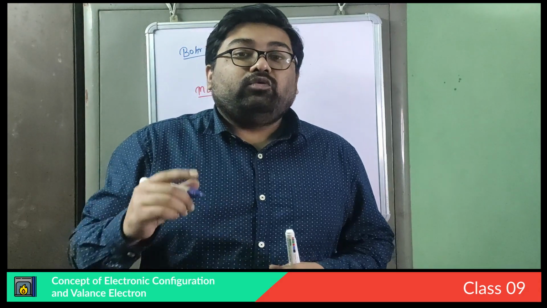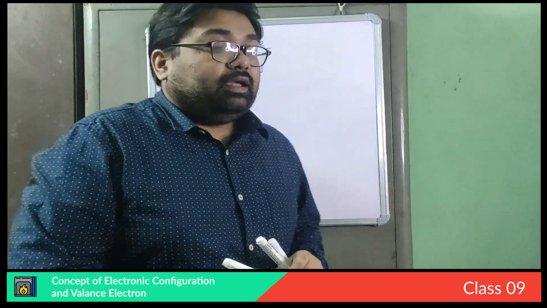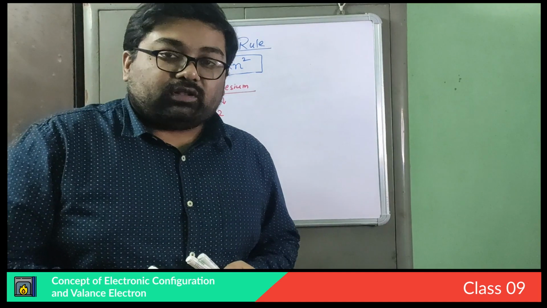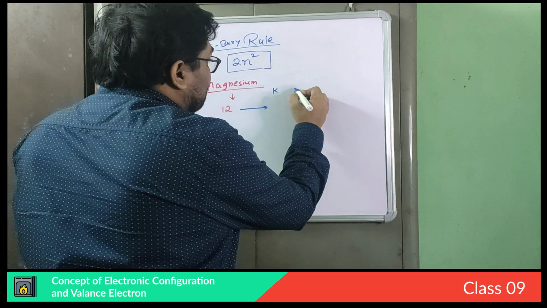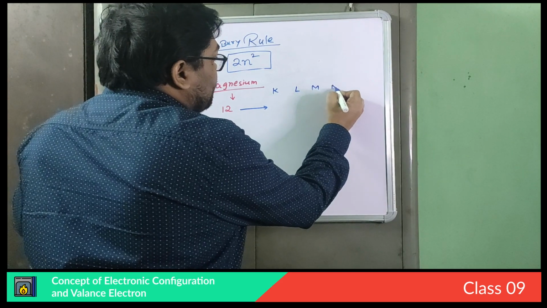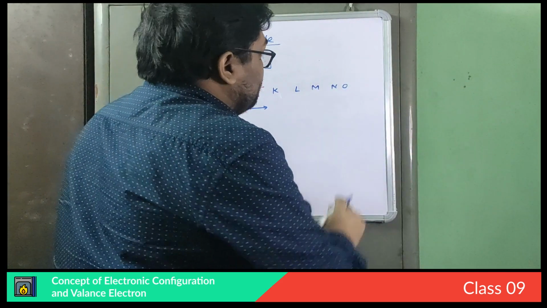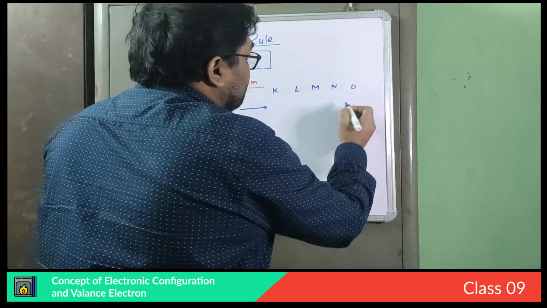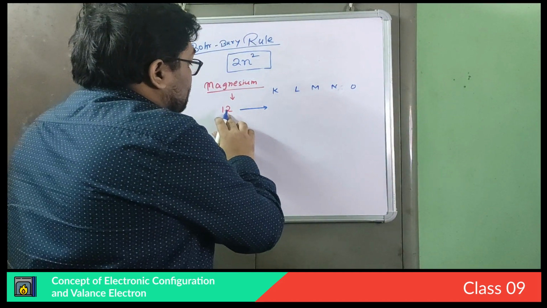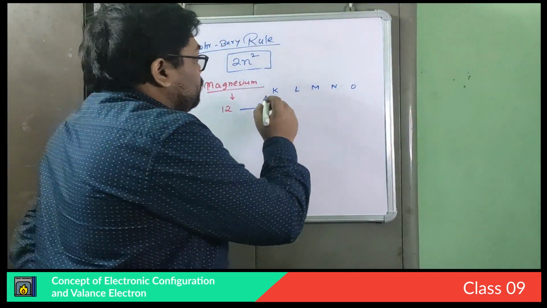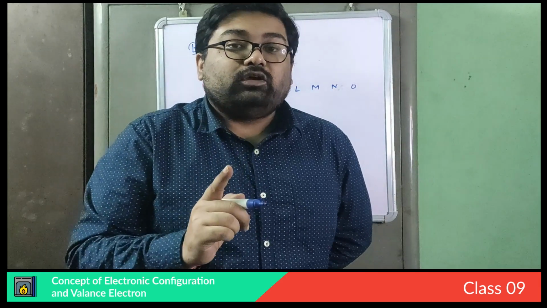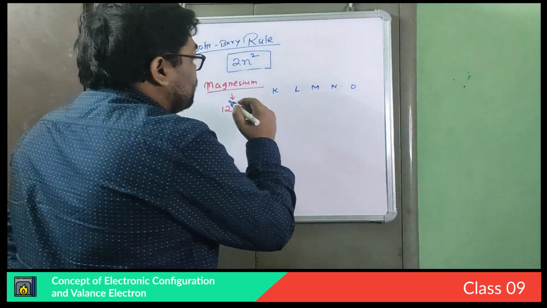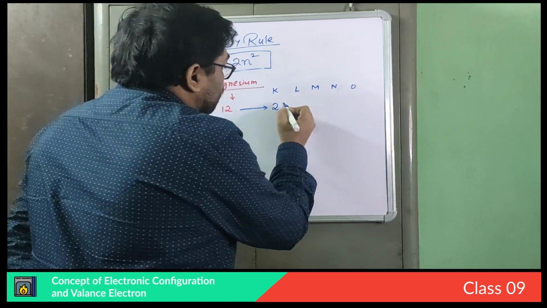So we have to arrange the number of electrons according to the number of shells. So if I write K, L, M, N, O, and so on, the shell numbers, we have to arrange these 12 electrons in these shells, right? So we all know that the first shell, that is the K shell, will accommodate how many electrons? A maximum of 2 electrons. So we have to write 2 here.